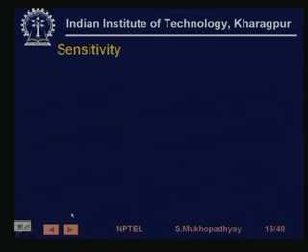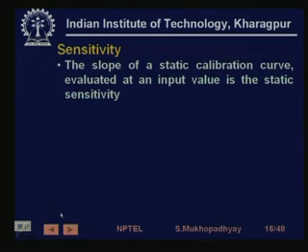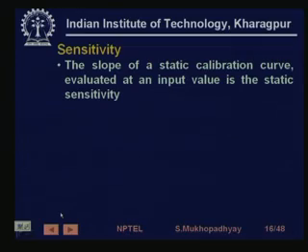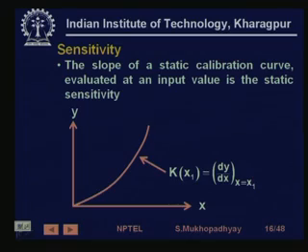Next we are interested in sensitivity. Sensitivity is actually the slope of the line. If you have a calibration curve and then get a straight line, in case you have a linear characteristic, it will have one single sensitivity. If it is very nonlinear, then you can do various things.